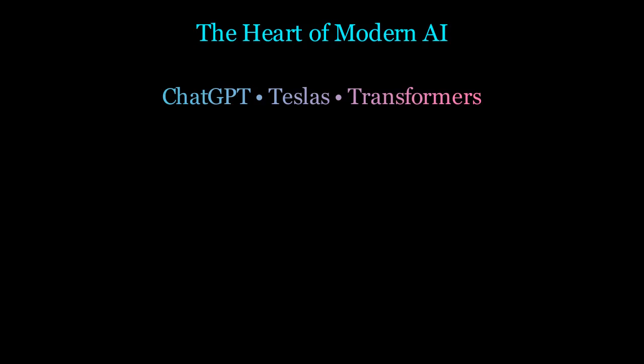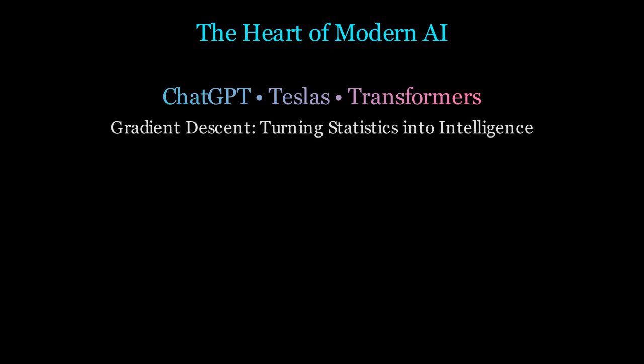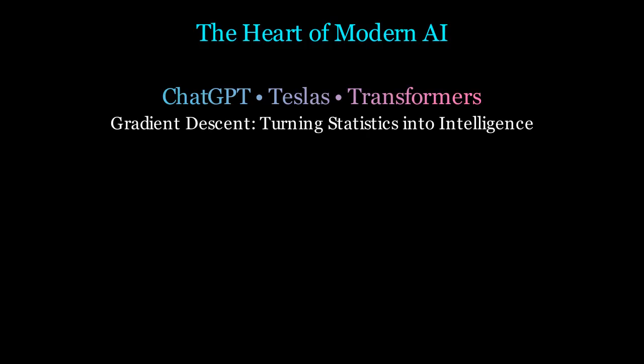Today, gradient descent is the heartbeat of deep learning. From the transformers that power ChatGPT to the computer vision in self-driving Teslas, every single one of these models uses a variation of this algorithm, such as Adam or RMSProp, to minimize error. By understanding how to descend this mathematical mountain, we've enabled machines to learn from experience, turning raw statistics into the engine of the 21st century.